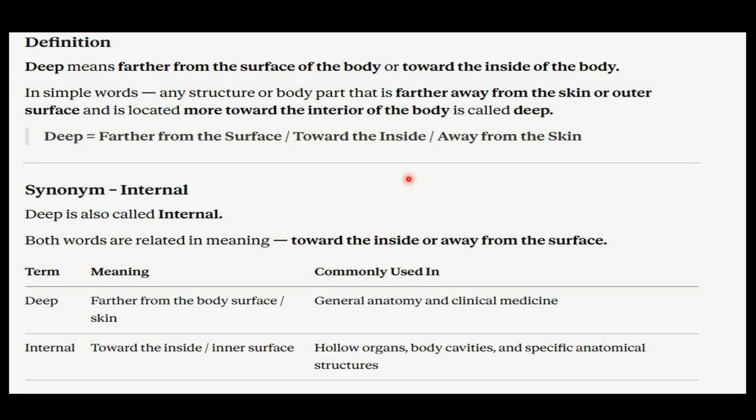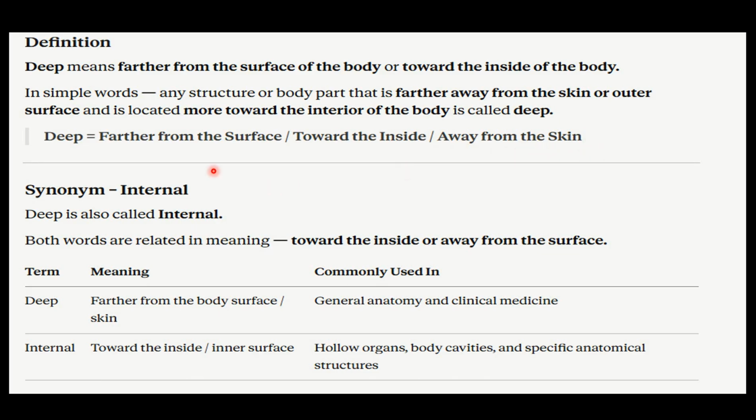Here you can see we will start with the definition itself. If someone asks you what is deep or internal, you can simply say deep means farther from the surface of the body or toward the inside of the body. In simple words, any structure or body part that is farther away from the skin or outer surface and is located more toward the interior of the body is called deep. So deep is equal to farther from the surface, toward the inside, or away from the skin.